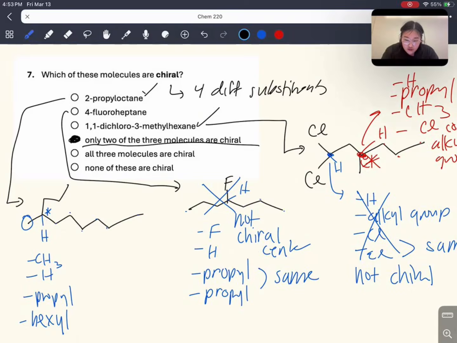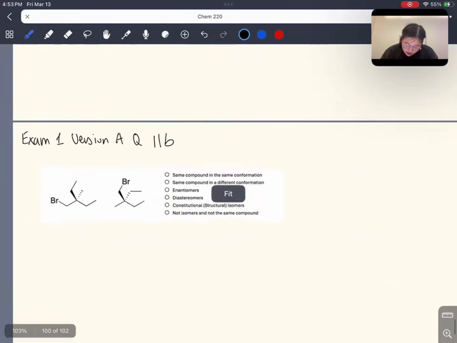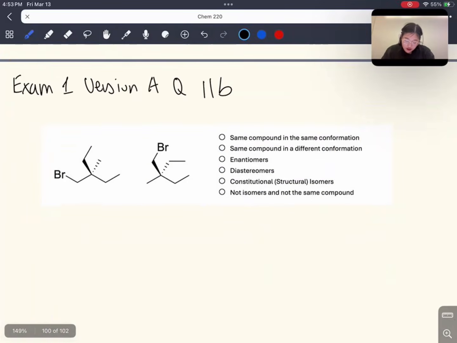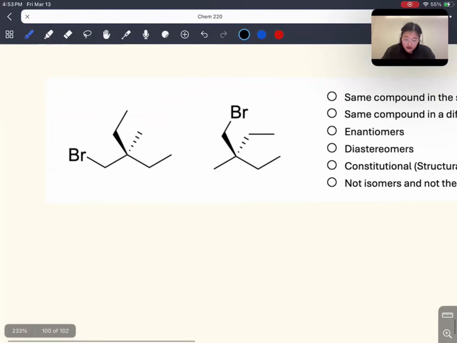Okay, next question is exam one, version A, question 11B. It's giving us these two molecules and asking us to determine the relationship between them. In this case, we can't assign R and S chirality because these molecules are not chiral. We have two ethyl groups attached to this carbon over here, so we do not have a carbon with four unique substituents, and therefore we can't assign RS chirality for this kind of question.